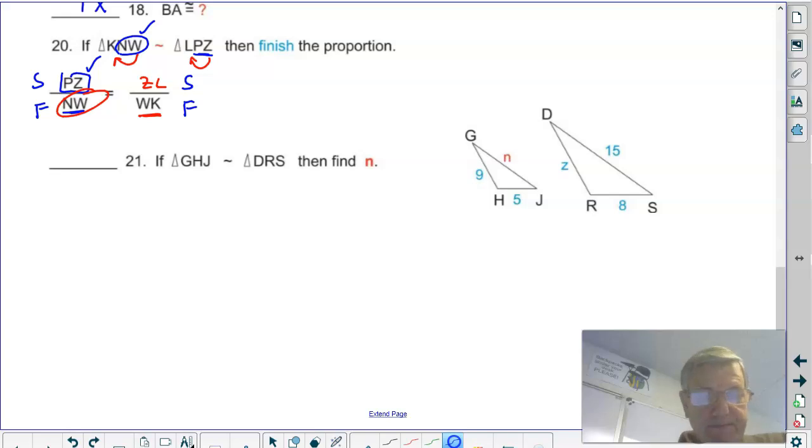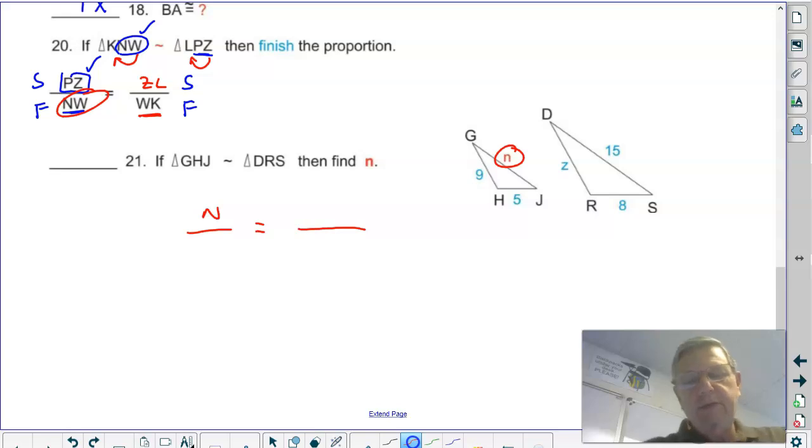Okay, 21. Again, we're told similar, and now we're going to find N, and we're going to use a proportion. As I told you, the easiest way, it's not the only way, the easiest way is to put the variable in the top left. Okay, N goes with what of the other triangle? Now, it looks like the 15, but I'm going to make sure. G to L, G to J, so D to S. Yes, it is indeed the 15.